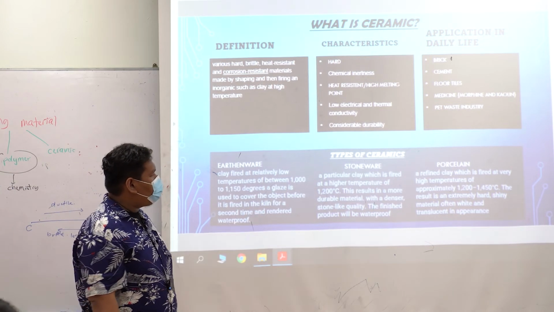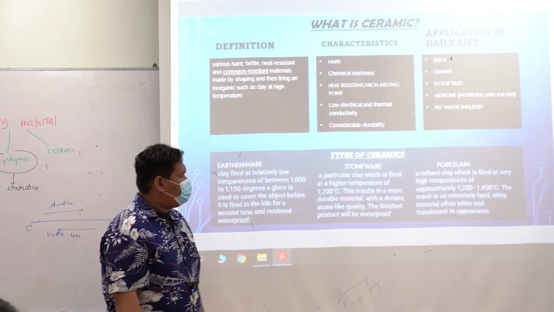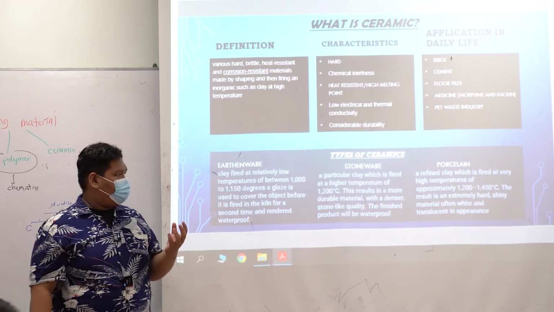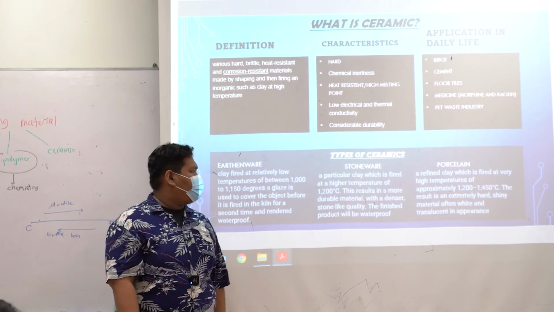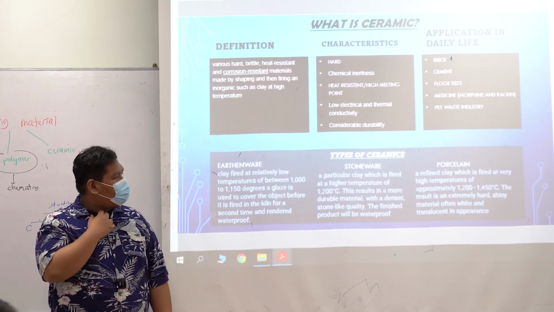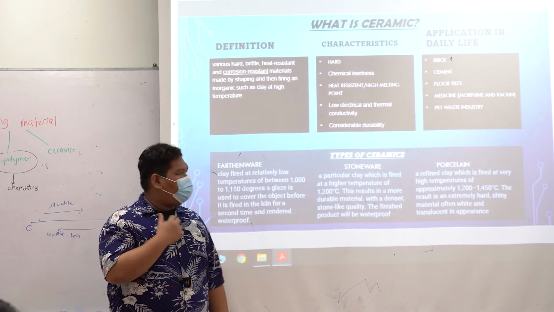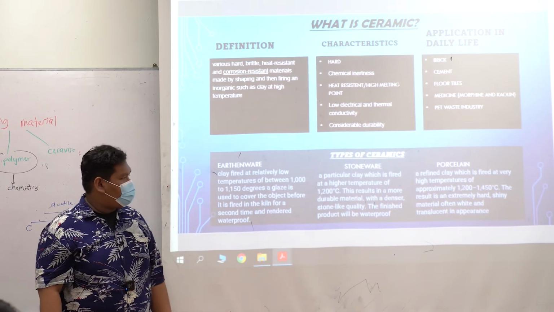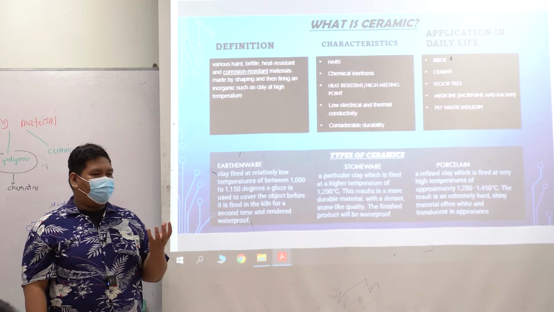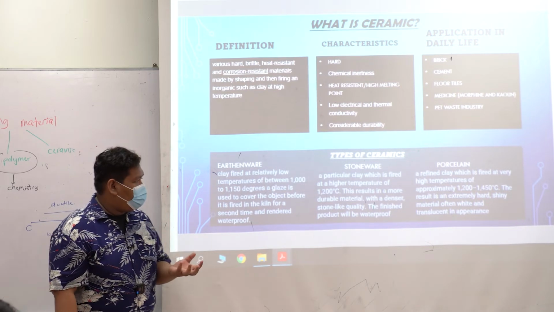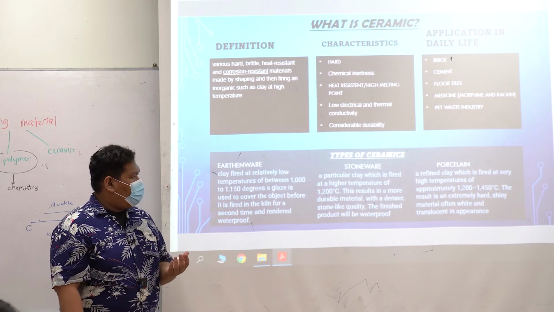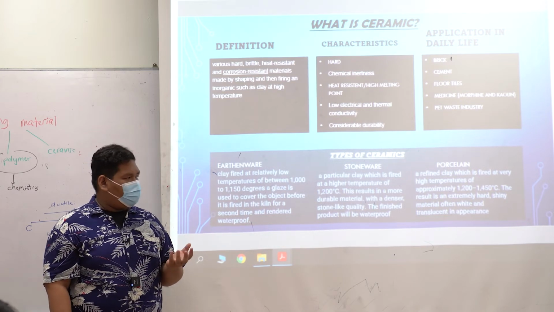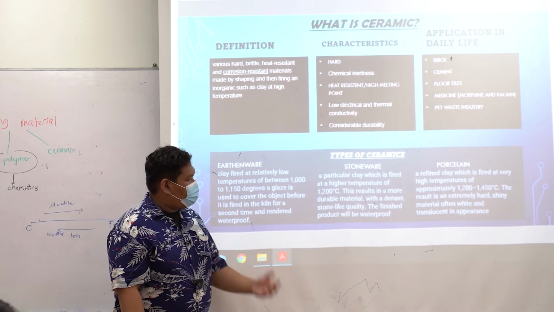And the last type is porcelain. Porcelain is a refined clay fired at the highest temperature, 1200 to 1450 Celsius. The result is an extremely hard and shiny ceramic, and often the material is white and translucent in appearance.